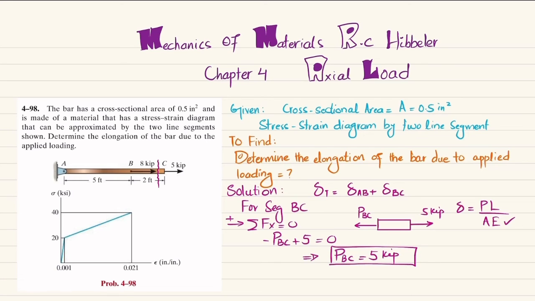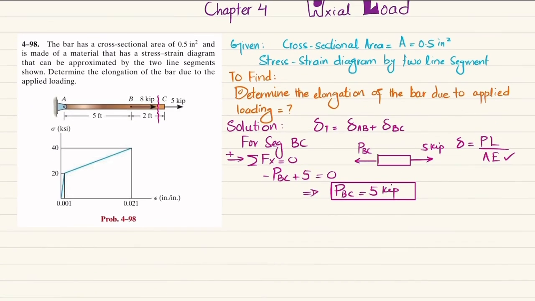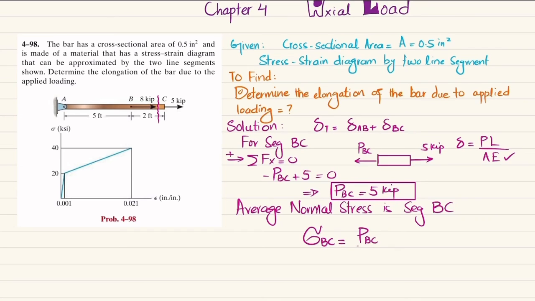Now that you have this PBC, we will find the average normal stress. The average normal stress in segment BC, sigma BC, is equal to PBC divided by area. PBC is 5 and the area of this bar is given as 0.5. When you solve this, you will get 10 KSI. So the stress in segment BC is equal to 10 KSI.